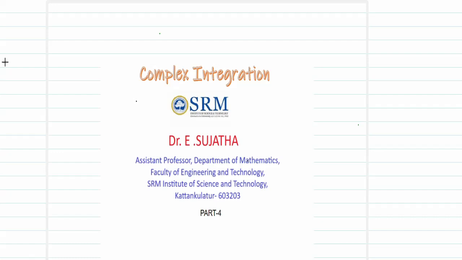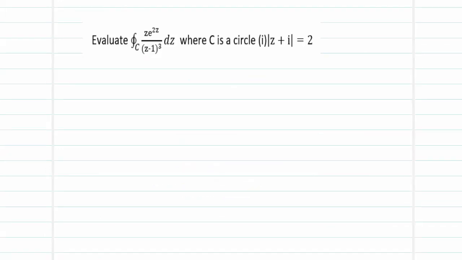This video will give you an idea how to apply the Cauchy formula for derivatives to any given problem. So we are going to see the Cauchy integral formula for derivatives in this video. The problem goes like this: evaluate the integral over C of e^(2z) by (z minus 1) the whole cube dz, where C is the circle mod z plus i equal to 2.